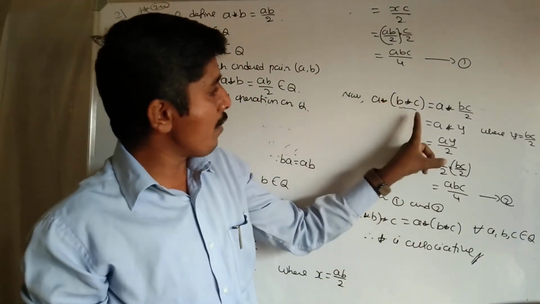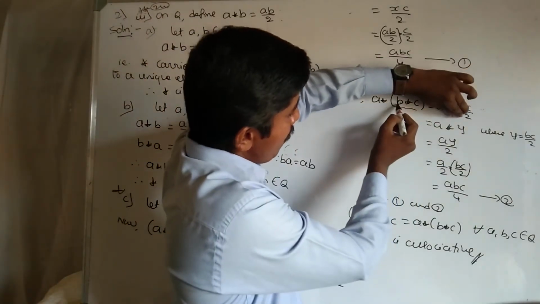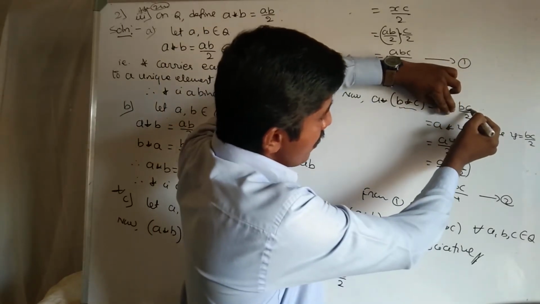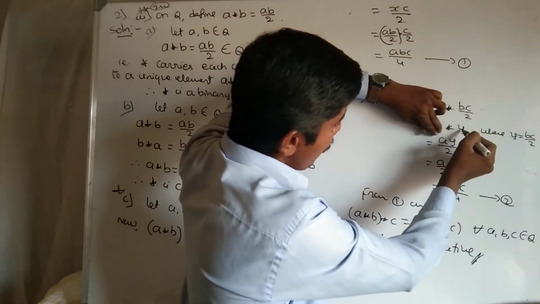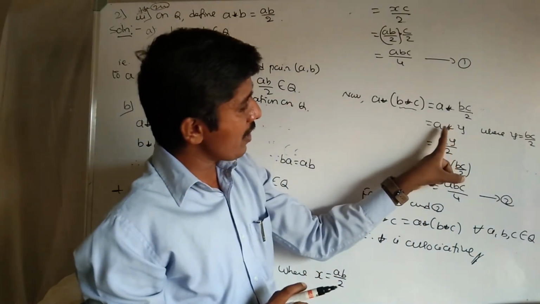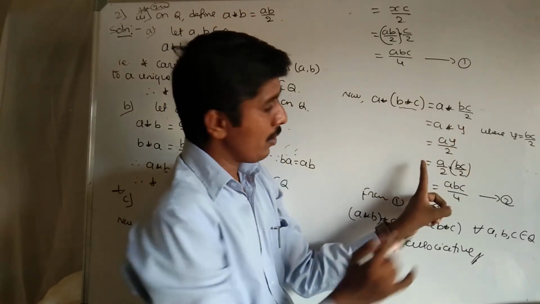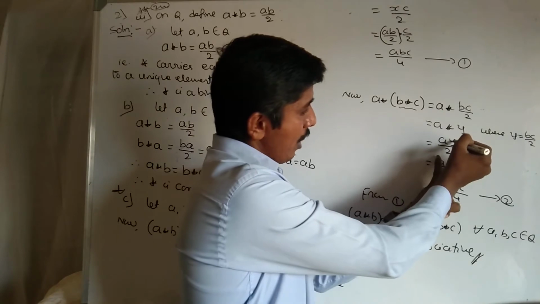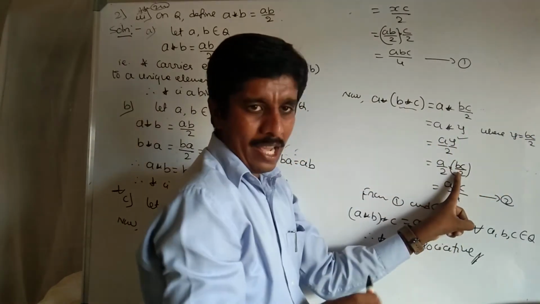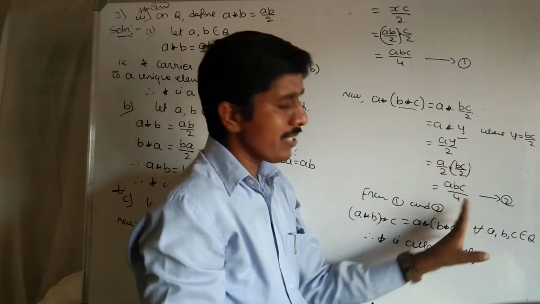RHS: a star (b star c). First a star is taken as it is. Within the bracket, define b star c as b into c divided by 2. Let us take bc by 2 equal to y, where y equals bc by 2. Now define the binary operation a star y: a into y divided by 2. Here a by 2 into your y value bc by 2. Write 2 directly in the denominator. We get abc divided by 2 into 4, called equation 2.